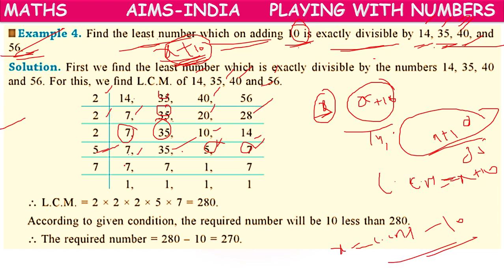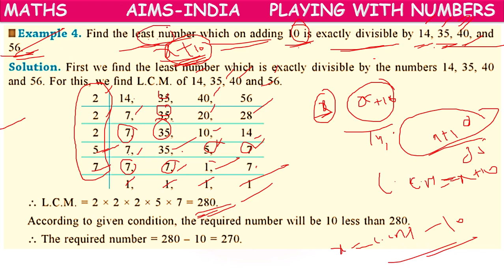Next with the 5, 7 not divisible. 5 7 times 35. 5 1 times 5. 7 not divisible. Next with 7, 1 time, already 1 is there, 1 time. Now multiply all this. Value will be 280. The LCM of all these numbers is 280. Means the number which is divisible by all these numbers is 280.